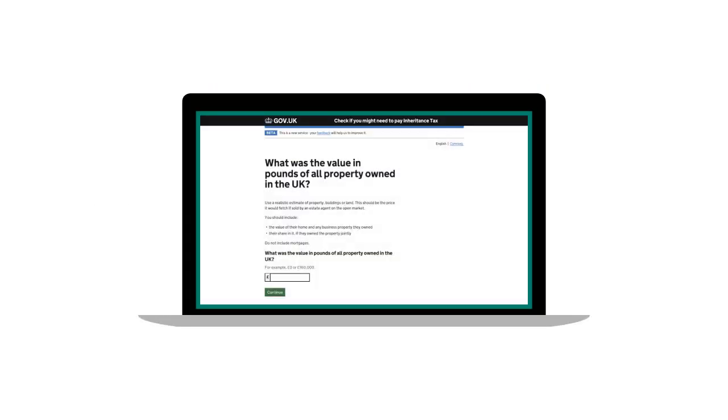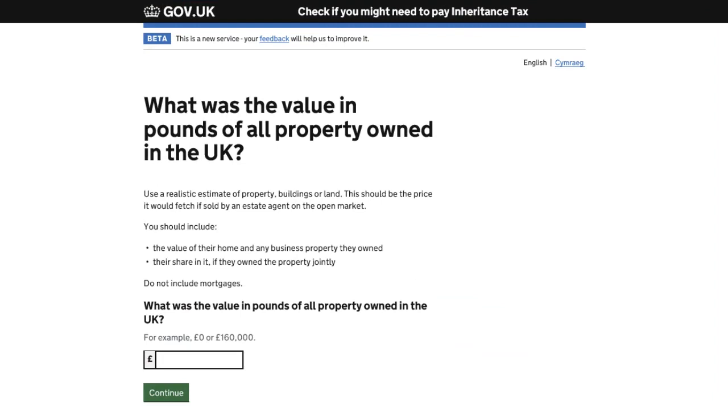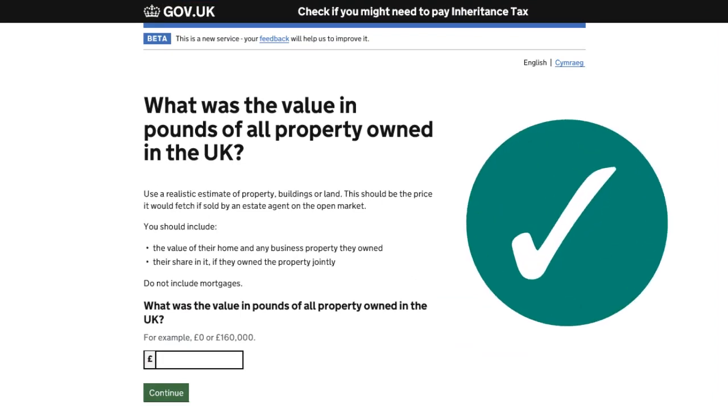You can work out the estimate yourself, or you can use the inheritance tax checker on gov.uk. The checker will help you work out an approximate value of the estate and help you decide whether any inheritance tax is likely to be due or not. You can find more information about inheritance tax on gov.uk.